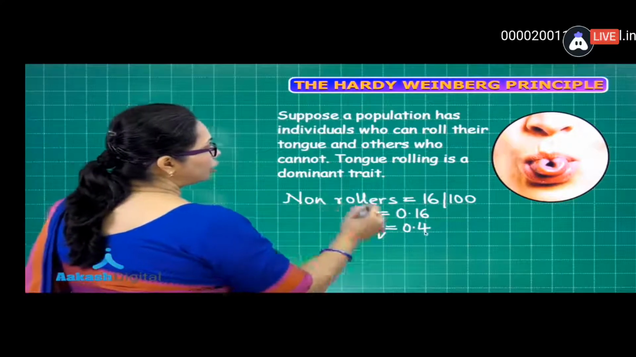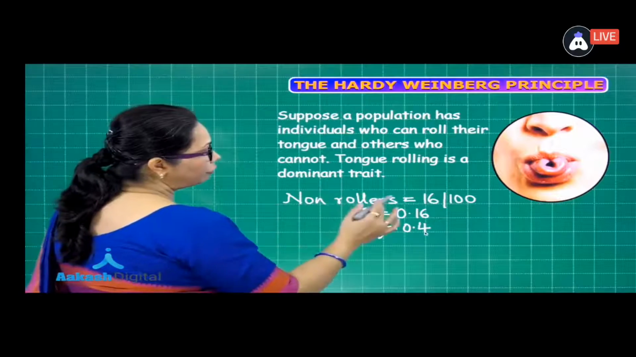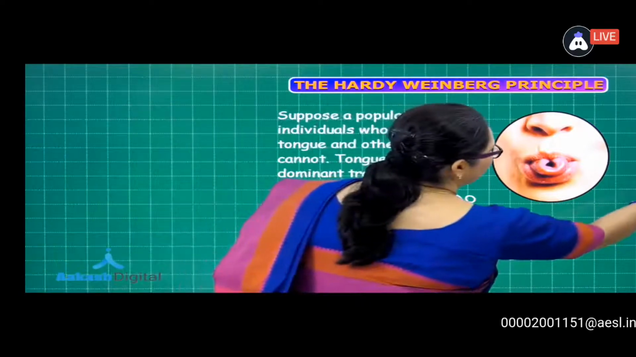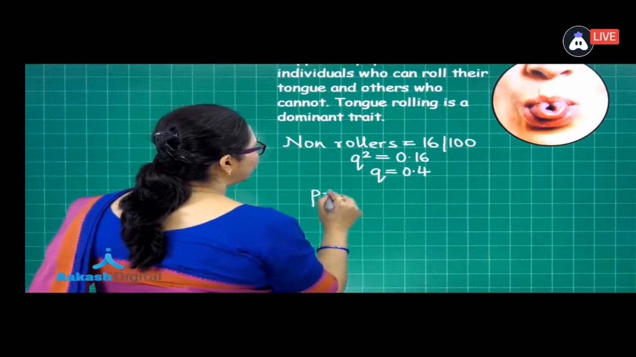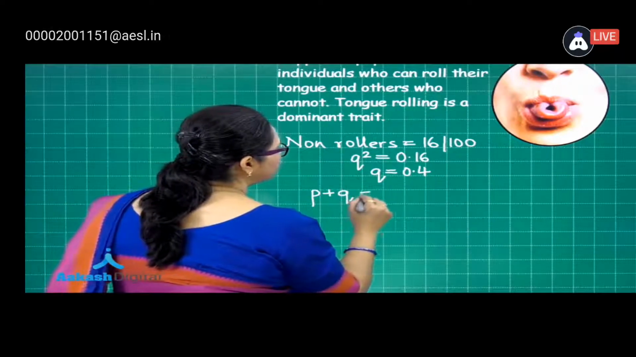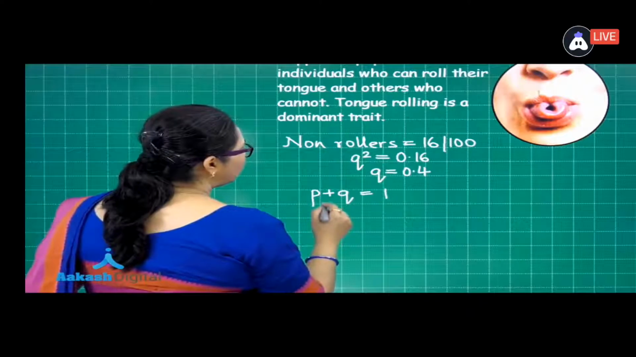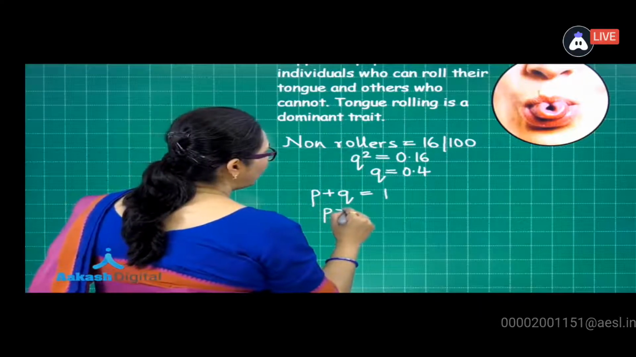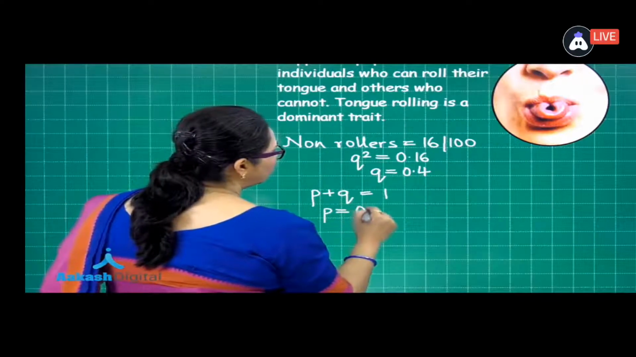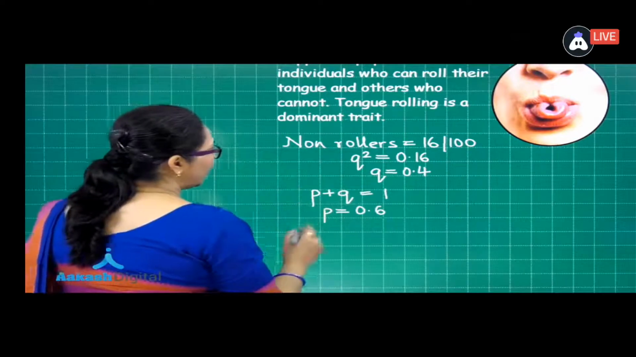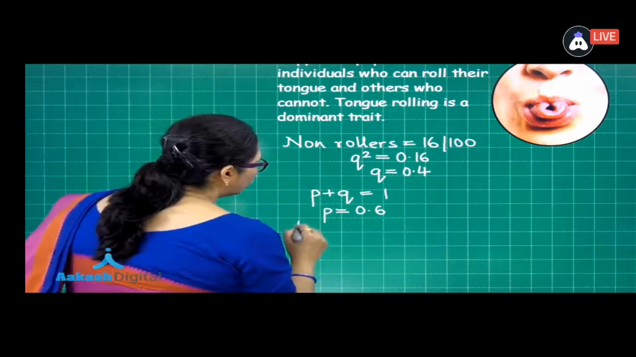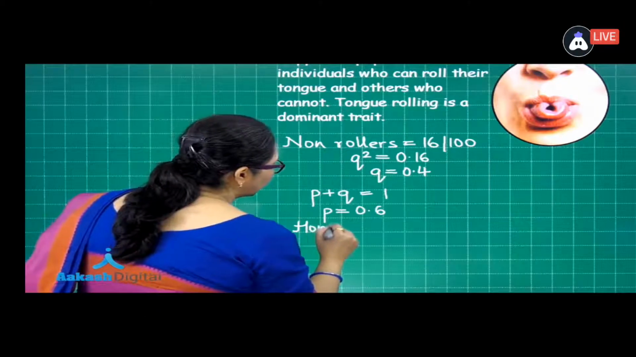Now with this, we can get P from the first equation, because we have seen that p plus q is 1. So that means p is 1 minus 0.4, that would be 0.6. So now from this we can calculate homozygous rollers and heterozygous rollers.